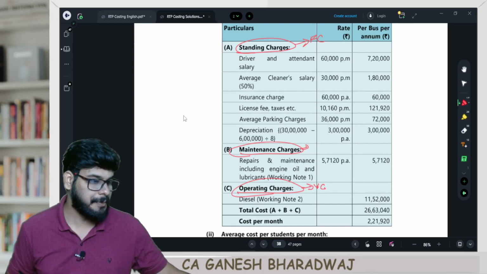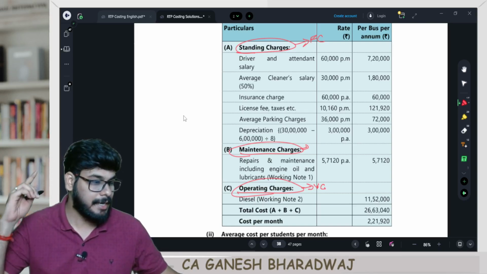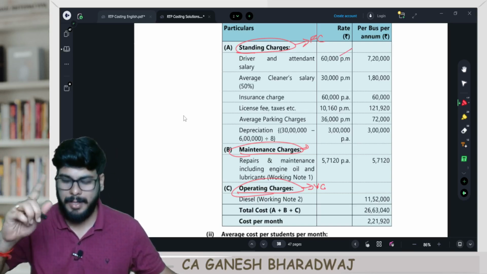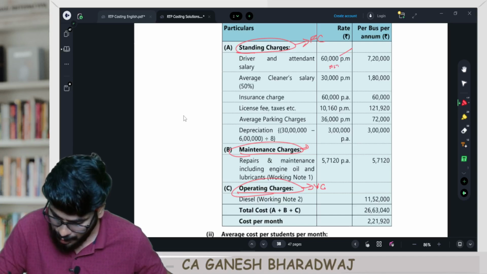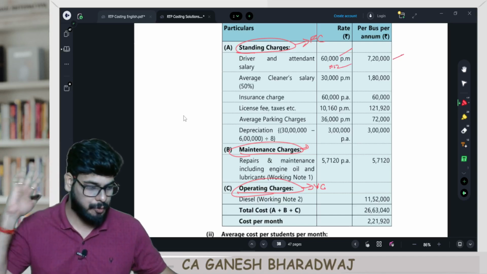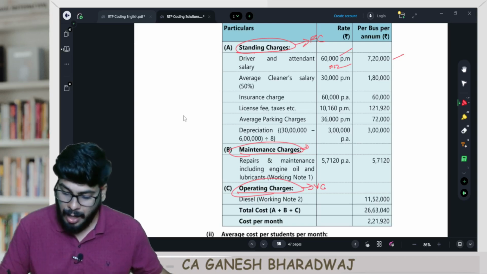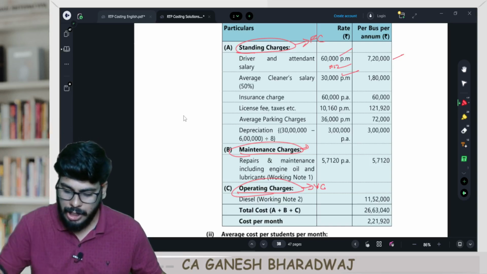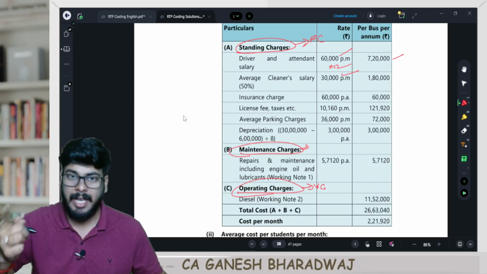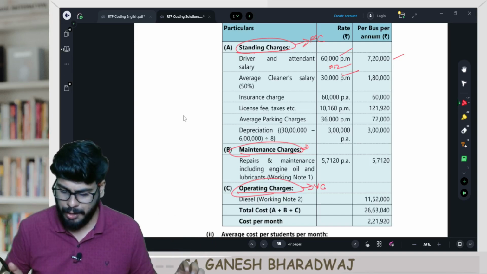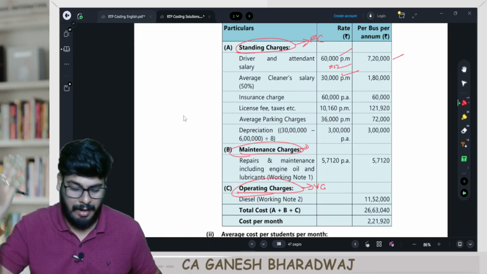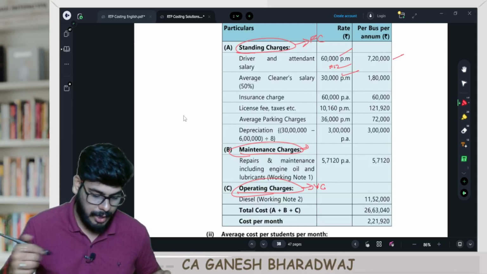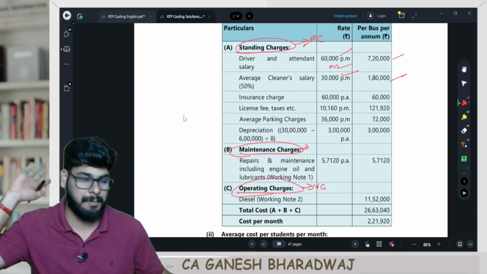Standing charges. The first one, driver and attendant salary. They have given 60,000 rupees per bus per month. Per annum, it's going to be 60,000 into 12, so you get 7,20,000 rupees. Next, cleaner salary. How much is it? 30,000 per month, but they have given one cleaner for two buses. So it's going to be 30,000 into 50%, or 1 by 2, into 12 months. So 30,000 into 1 by 2 into 12 months gives you 1,80,000 per bus per annum.